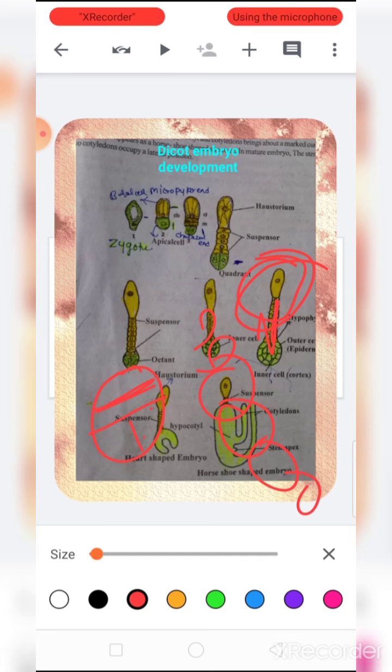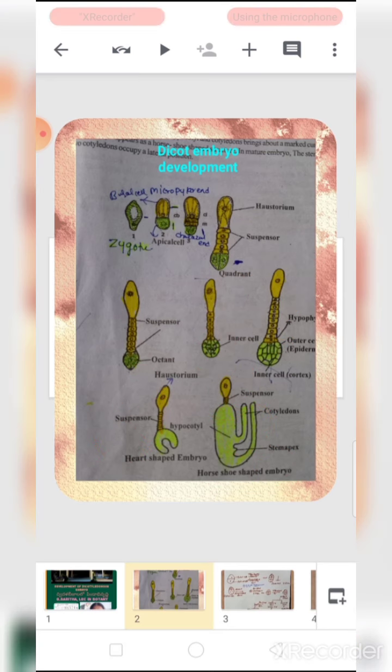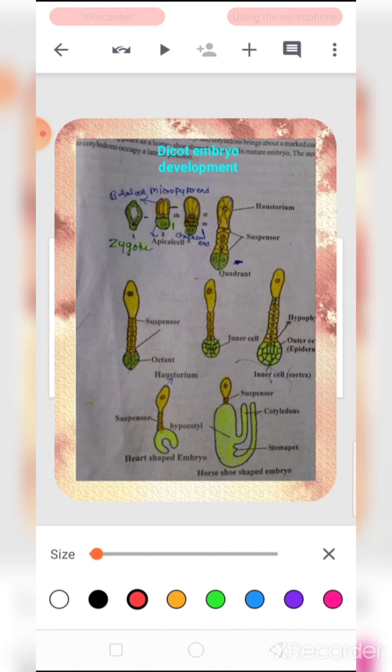The suspensor contains 6 to 10 cells. The upper cell is called the haustorium. The lowermost cell of the suspensor, which is nearest to the developing embryo, is known as the hypophysis. The hypophysis cell takes longitudinal and transverse divisions and forms the root cap, epidermis and cortex of the radicle.